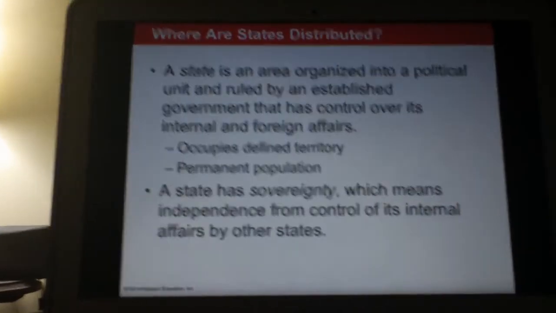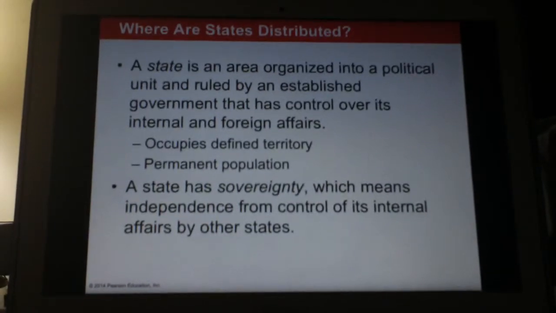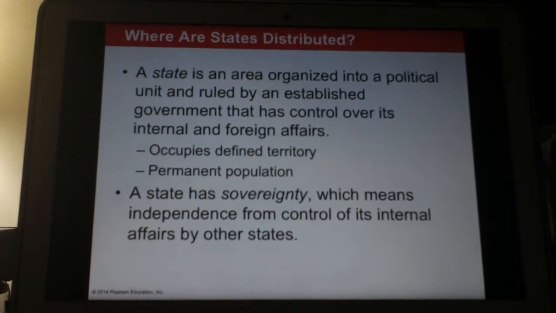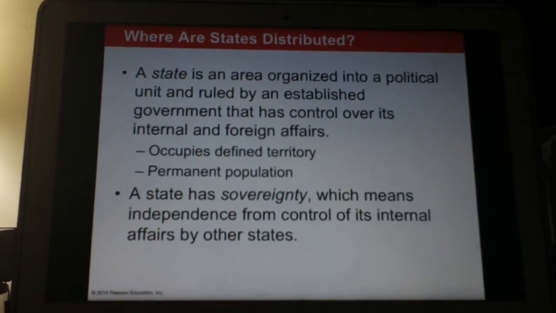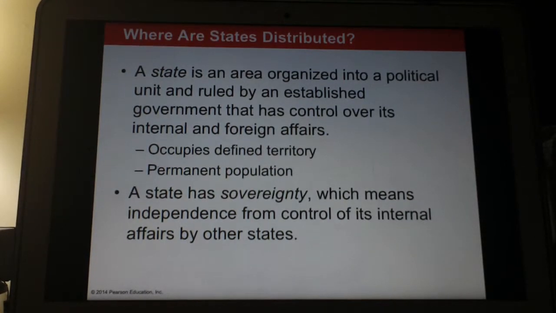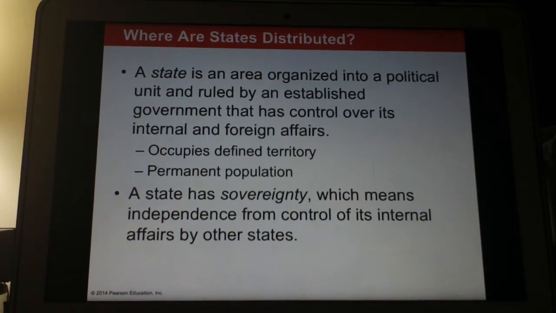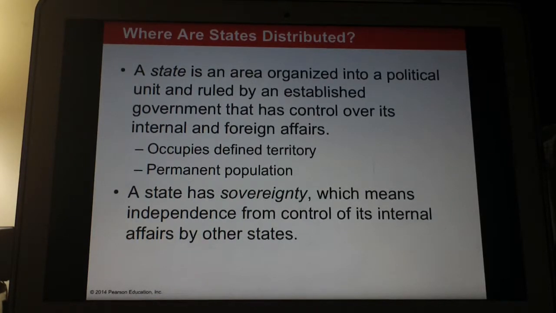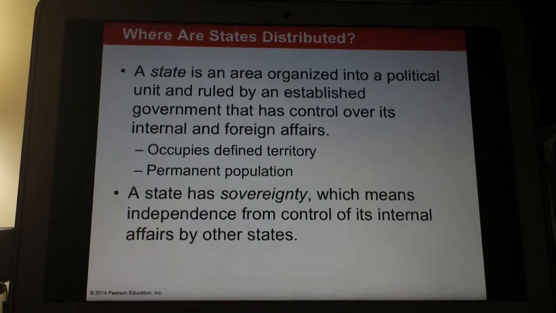Okay. So tonight we're going to talk about political geography. And remember, political geography has politics involved, but it's not so much about Republicans and Democrats as it is about nations and states and how things are divided up. So a state is not exactly a state the way we think about it in the United States. It can be that. But additionally, it's an area organized into a political unit and ruled by an established government.